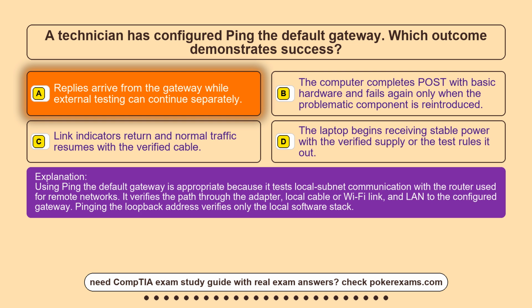Using ping the default gateway is appropriate because it tests local subnet communication with the router used for remote networks. It verifies the path through the adapter, local cable or Wi-Fi link, and LAN to the configured gateway. Pinging the loopback address verifies only the local software stack.